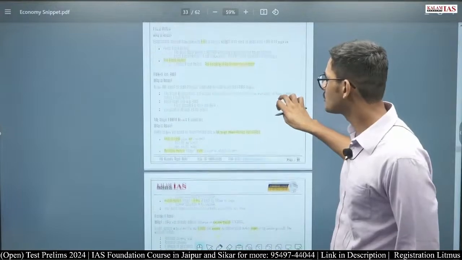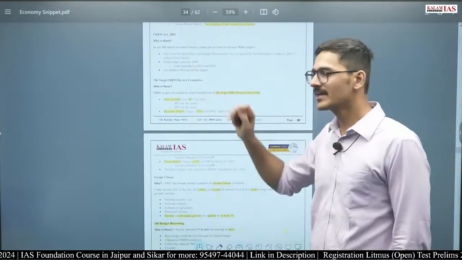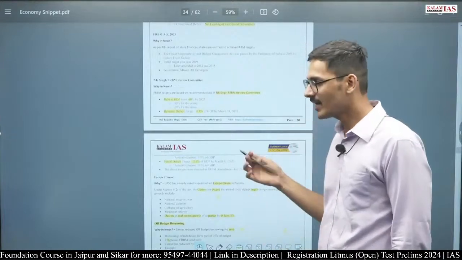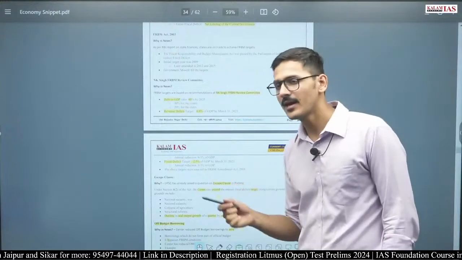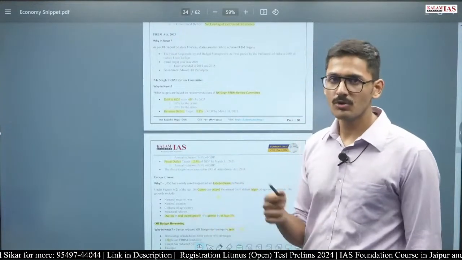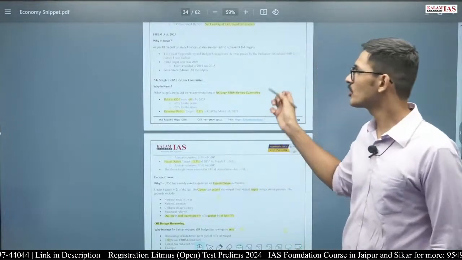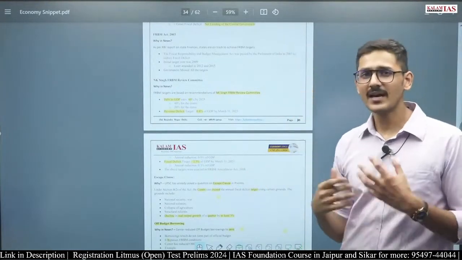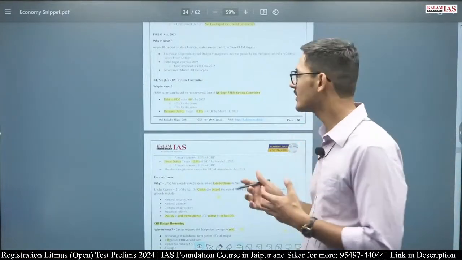The FRBM Act was also in the news. You do not have to know much about it. What you have to know is the NK Singh review committee on FRBM. Why is it in the news? Because the government reduced the fiscal deficit to 5.1%, and the report by RBI talks about the targets given by the NK Singh review committee. The NK Singh review committee gave certain targets which were incorporated in the FRBM Amendment Act 2018.